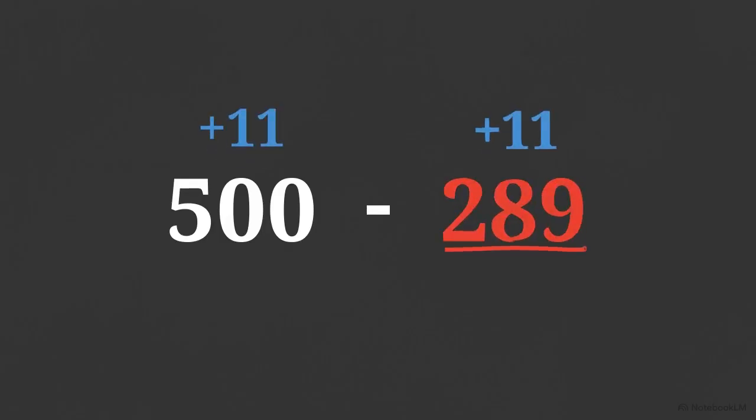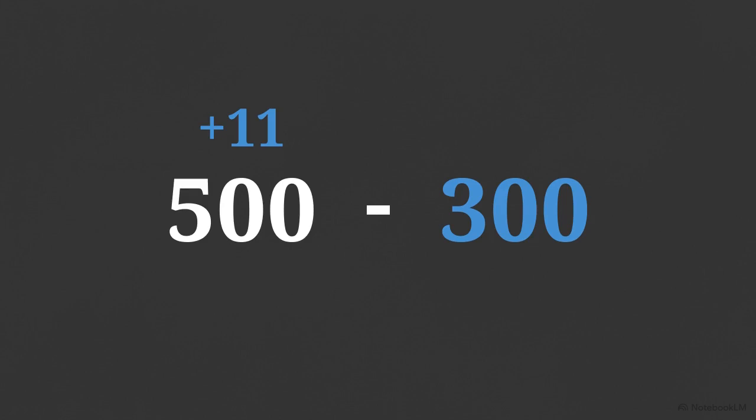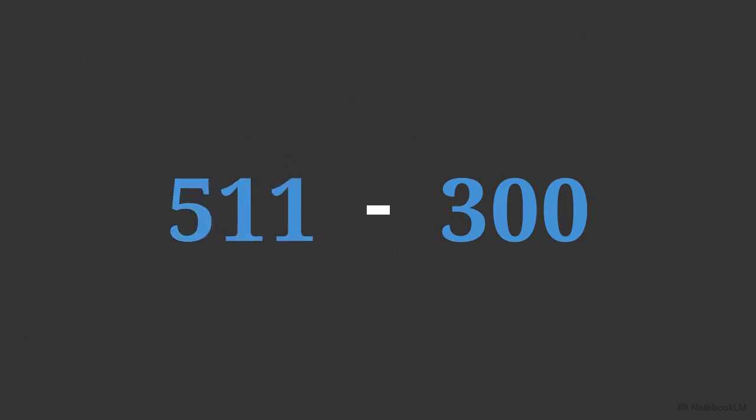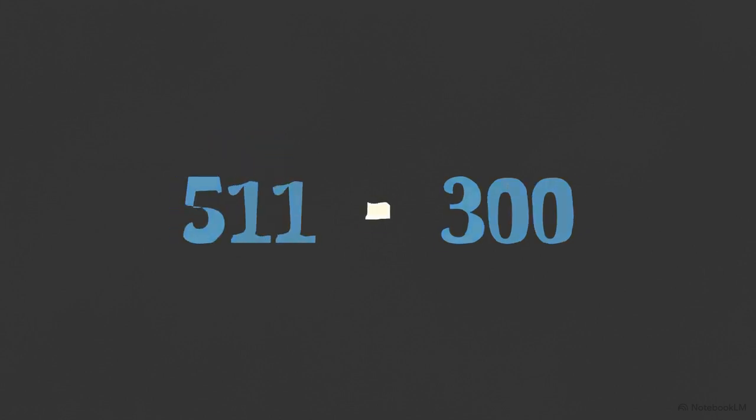This strategy scales to larger numbers. Take 500 minus 289. Target the 289. Adding 11 bridges the gap to a perfect 300. To keep the distance constant, add 11 to the 500 to reach 511. 511 minus 300 leaves us with 211.